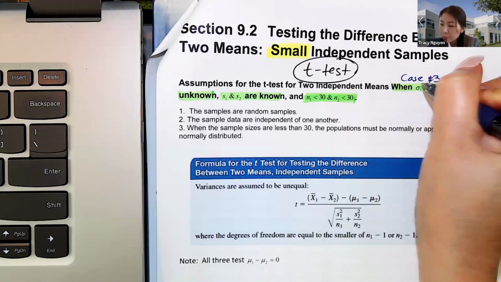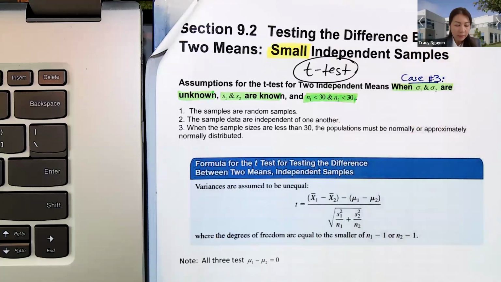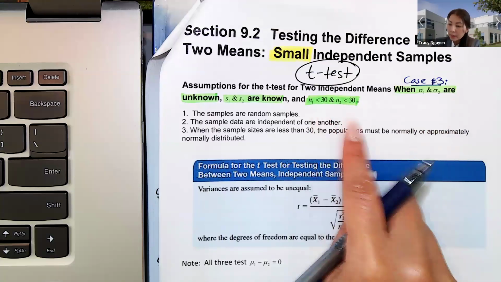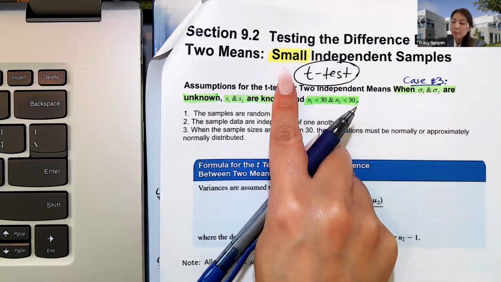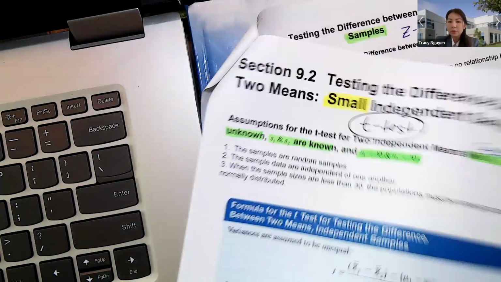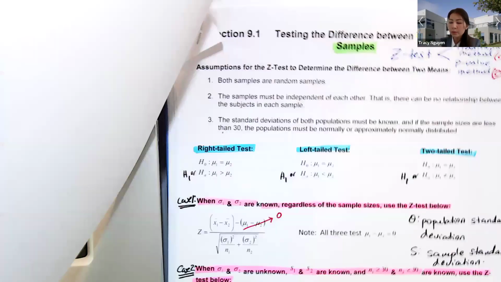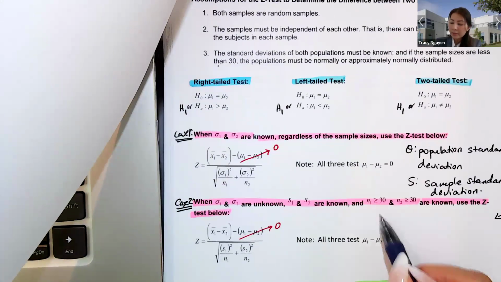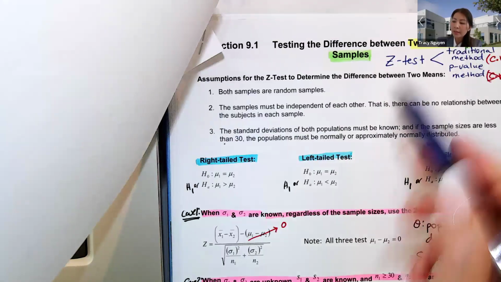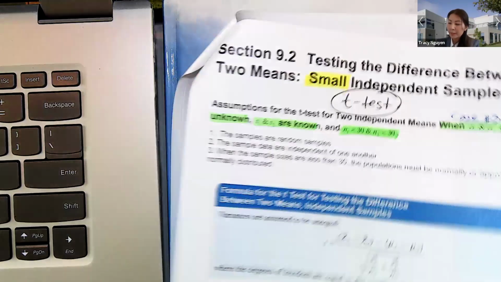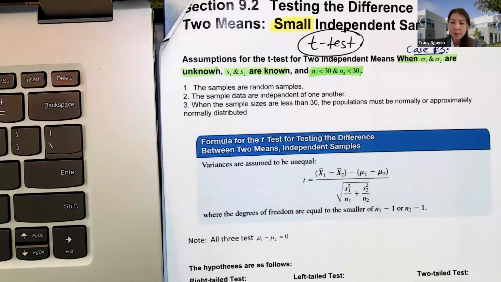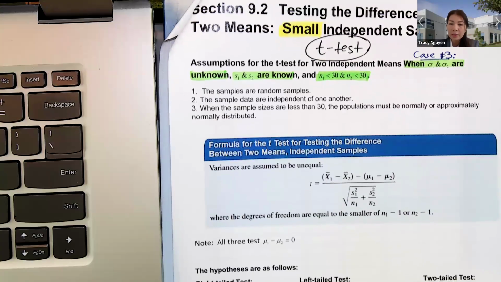So what's the difference between this one and case 2? For case 3, n1 is less than 30 and n2 is less than 30. That's why we're saying it's for small independent samples. Versus in case 2, we have n1 greater than or equal to 30 and n2 greater than or equal to 30. That is why it is for large samples. All right, so now we know the requirements for case 3 so that we can use the t-test.